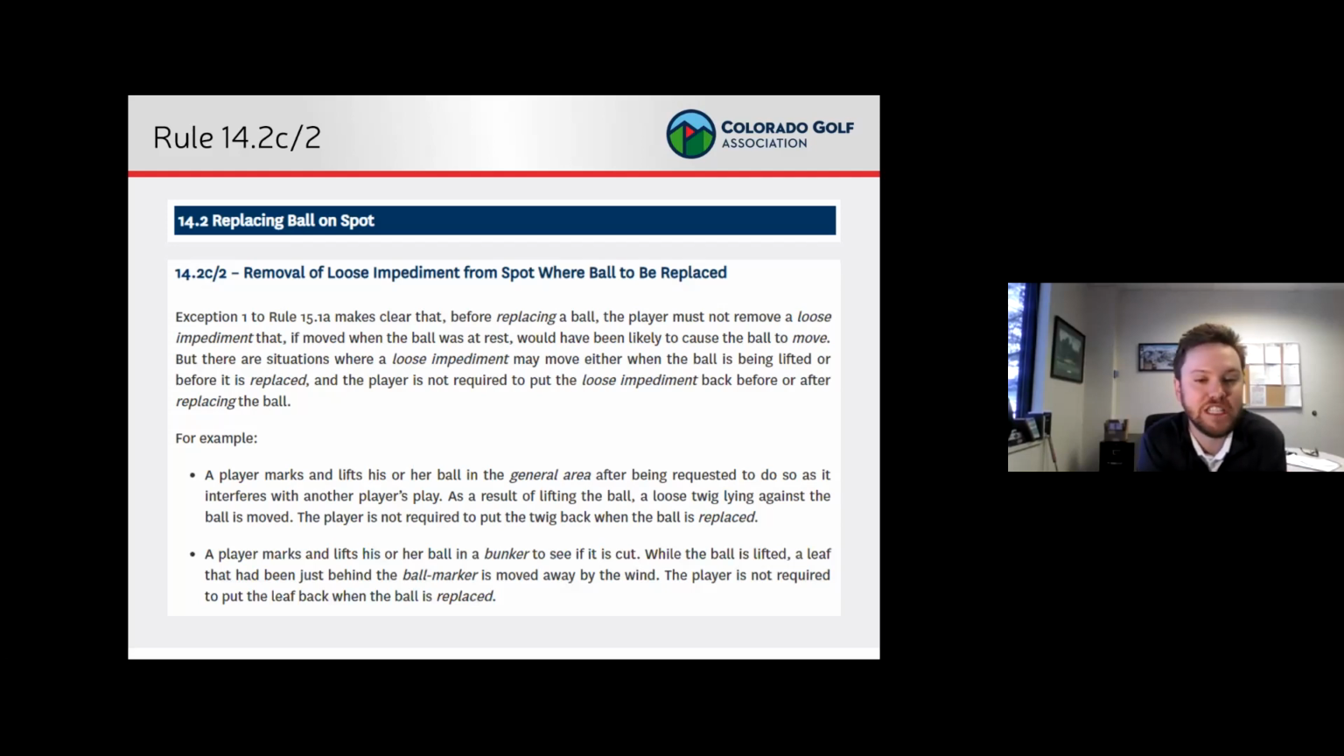Another example is a player marks and lifts his or her ball in a bunker to see if it is cut. While the ball is being lifted, and here's where we get into natural forces, a leaf that had been just behind the ball marker is moved away by the wind, natural forces. The player is not required to put the leaf back when the ball is being replaced. Again, still replacing it on a spot, but the stipulation in 15.1, that exception there, is saying I cannot deliberately remove a loose impediment when I'm replacing a ball on the spot. So here we have the player, and here we have natural forces moving one of these loose impediments. In either case, I am not required to put the loose impediment back on that spot.